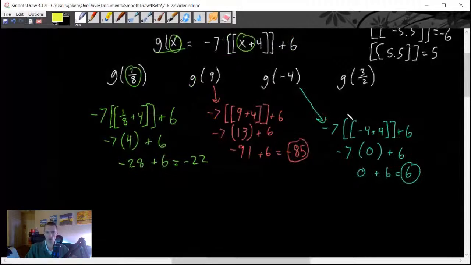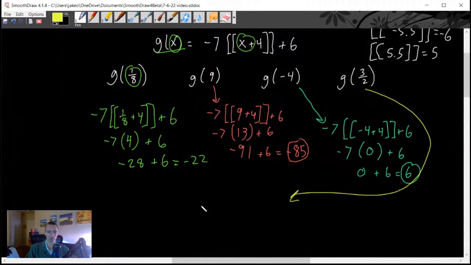And let's go on to g of 3/2 now. So that'll be, again, just going to here, replacing our x with whatever's in the parentheses here. We're going to get negative 7 times the step of 3/2 plus 4 plus 6.